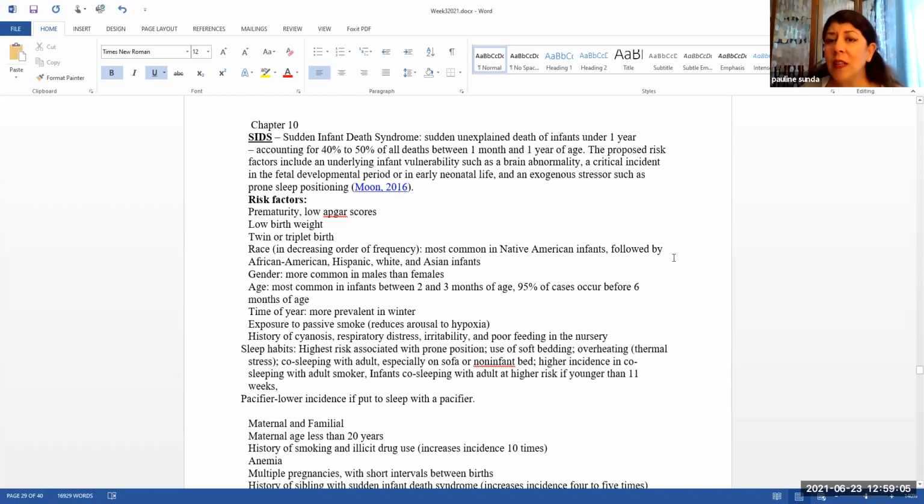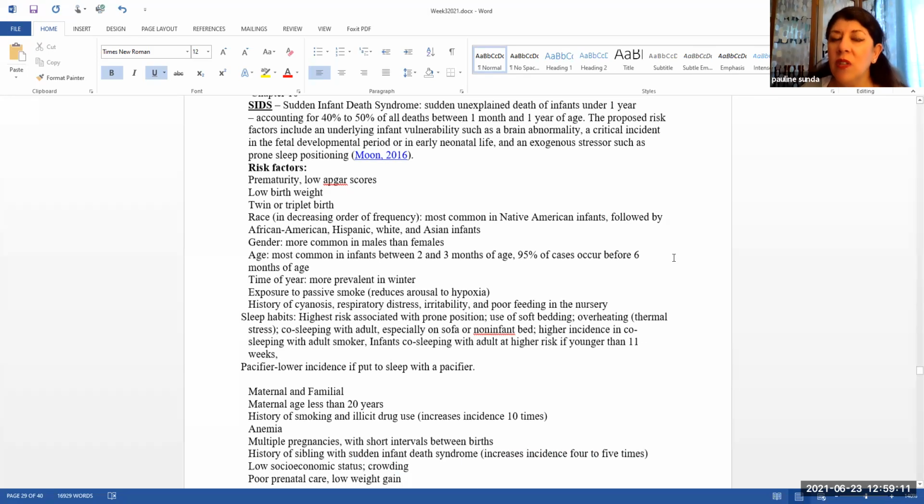This is an unexplained death of infants under a year of age, accounting for about 40 to 50% of all deaths between 1 month and 1 year of age. The proposed risk factors include an underlying infant vulnerability, such as a brain abnormality, a critical incident in the fetal developmental period, or an early neonatal life, and an exogenous stressor, such as prone sleep positioning.